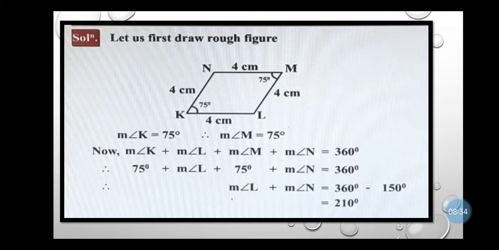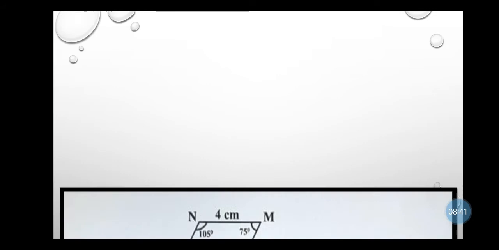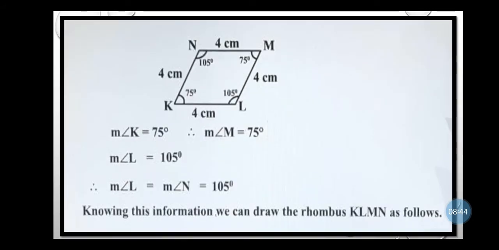Children, this step is regarding finding measure angle L and N. How we got 105: measure angle L is equal to 105, that is half of 210. Therefore measure angle L is equal to measure angle N, that is 105. Knowing this information, we can draw a rhombus KLMN as follows.